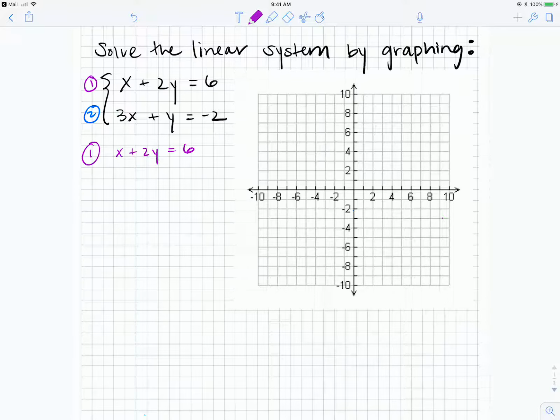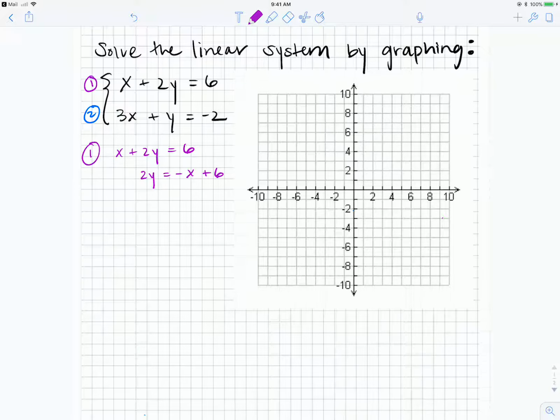And remember, to go from standard form to slope-intercept form, we need to solve for y. We need to get y isolated by itself on one side of the equation. So to do that, I'm going to first subtract x from each side of the equation. So I will have 2y equals negative x plus 6.